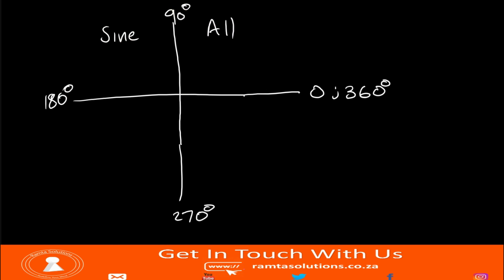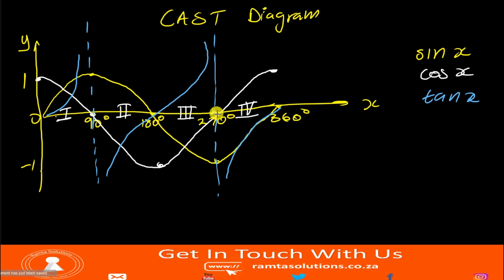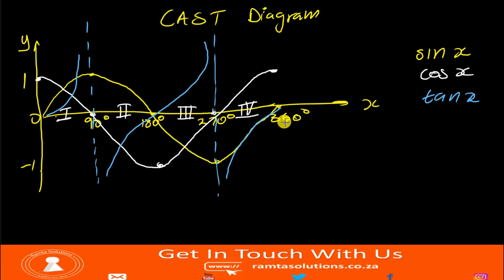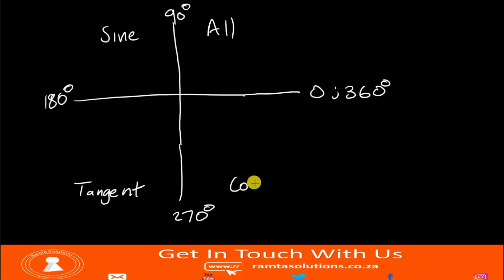Now let's move from 180 to 270. The one that is above the x-axis is tangent. Can you see that? So this is the third quadrant. In the third quadrant, it's tangent that's positive. Moving on, 270 to 360, which is the fourth quadrant, only cosine is positive.